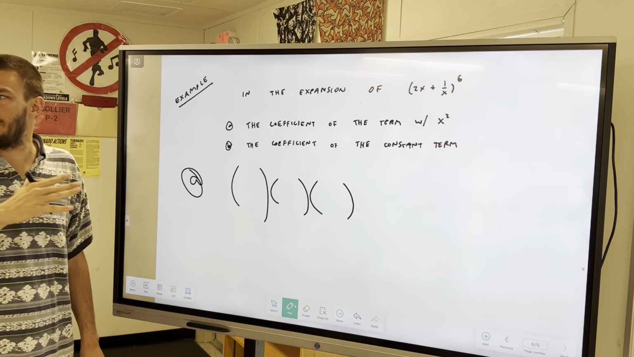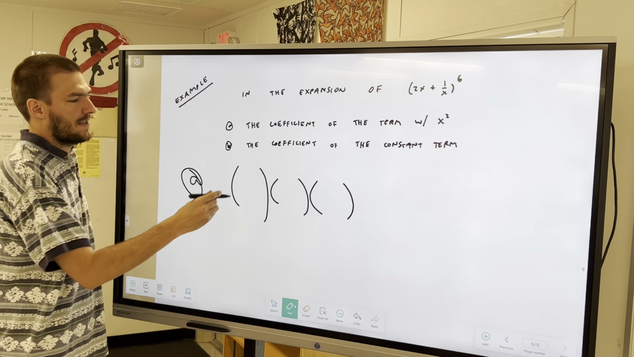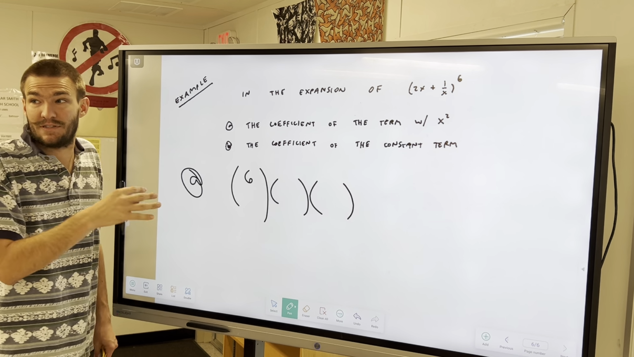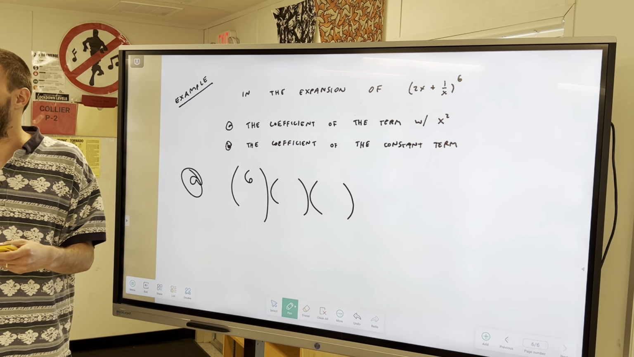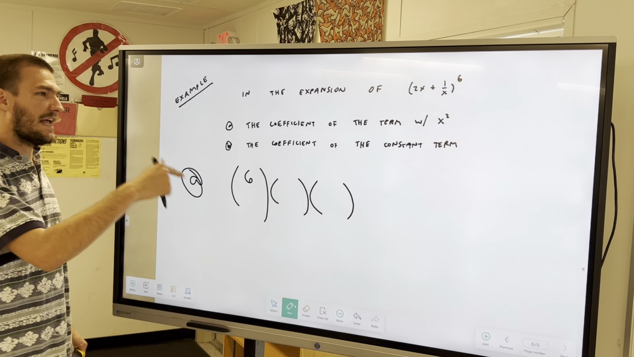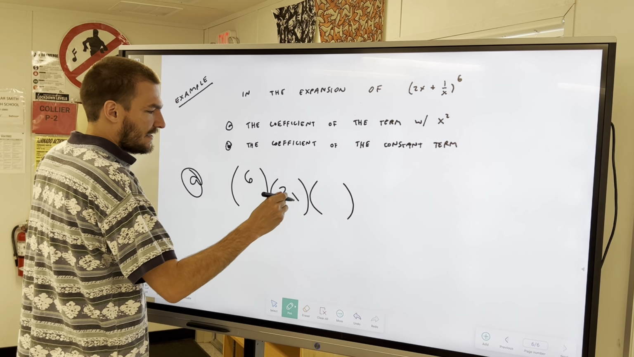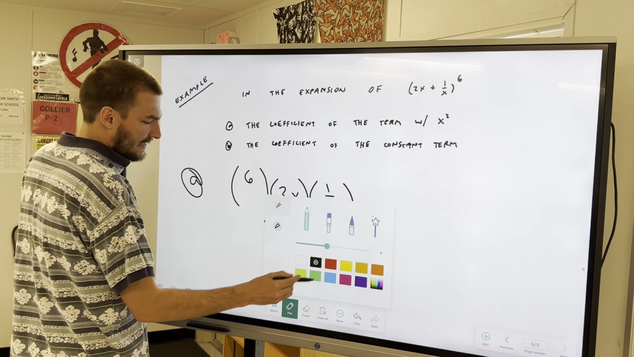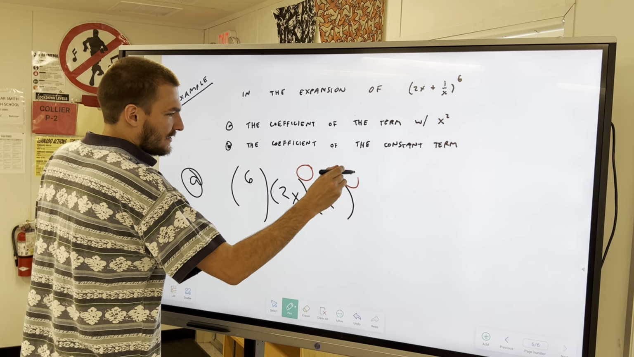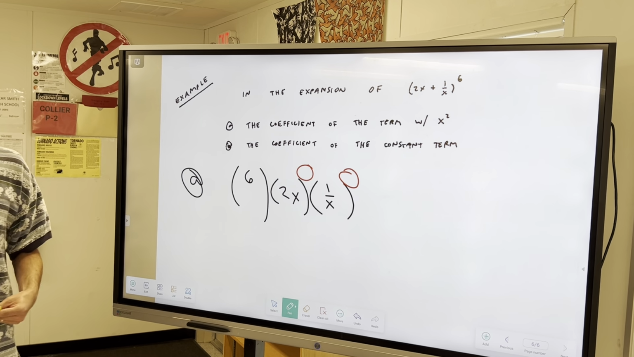You've got these 3 parentheses, okay? The first one is the one that looks like a vector. This is the one where you're using combinations. The next one is your A, and the next one is your B.